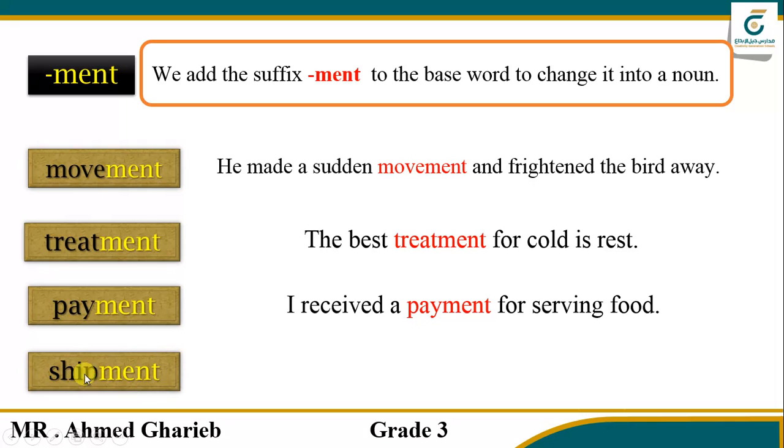Shipment. The verb ship means to send goods from one place to another using trucks, planes, ships, and so on. And shipment is the noun. It means the goods that we send from one place to another. For example, I received the shipment. I received the goods that someone else sent to me. Okay?